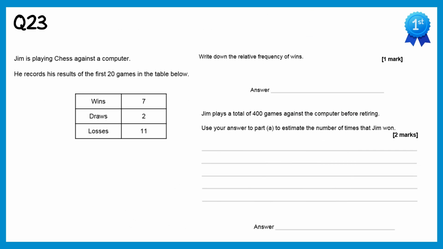The first part of this question asks us for the relative frequency of wins. So if we look in the table, we can see there were 7 wins, and altogether there were 20 games. So the relative frequency is 7/20.